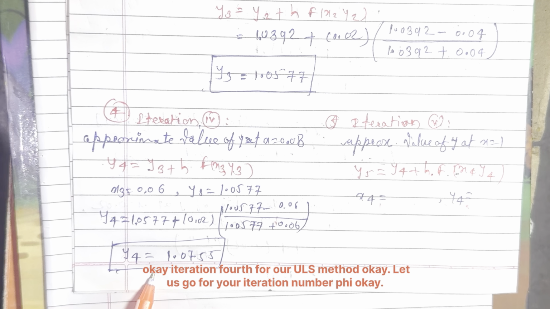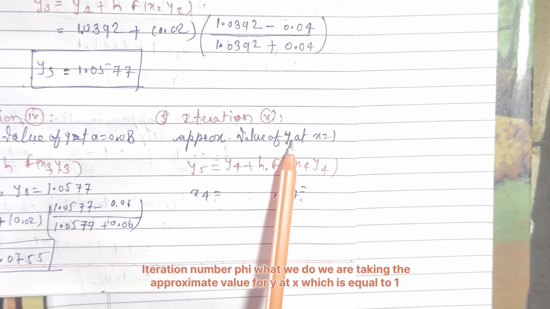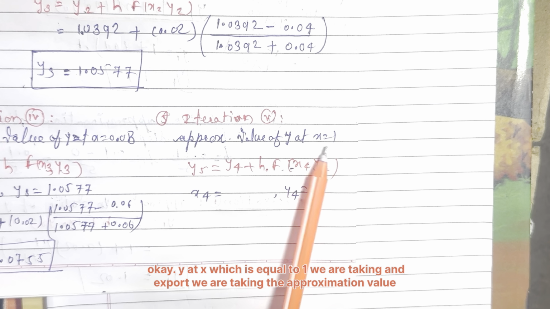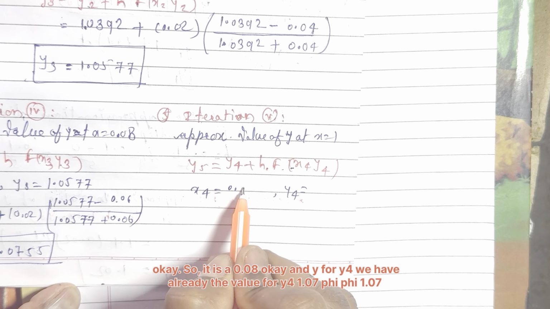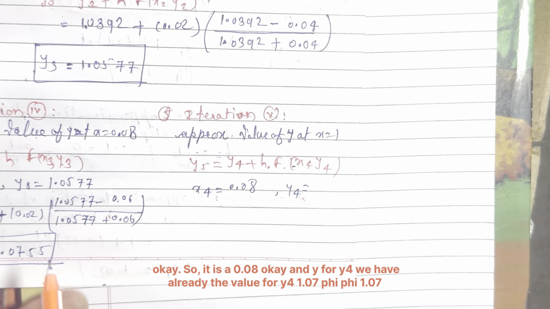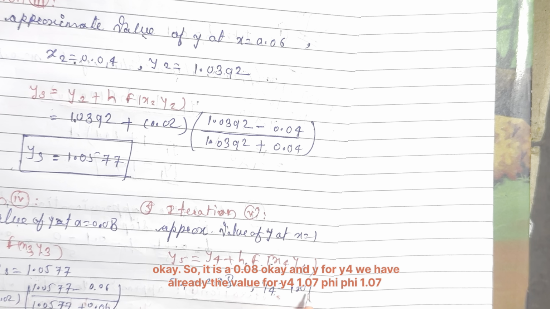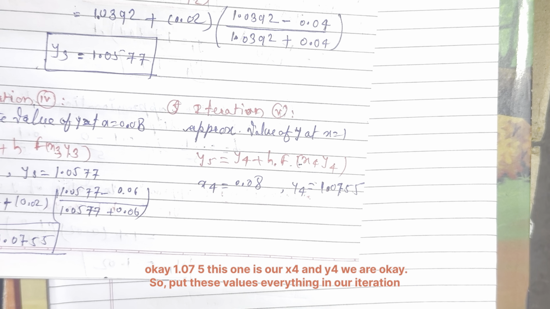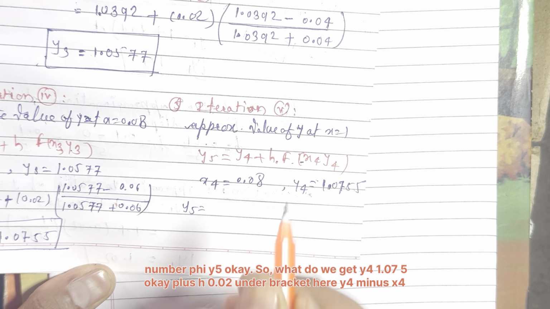Let's go for iteration number 5. What we do, we are taking the approximate value for y at x which is equal to 1, and for x4 we are taking the approximation value 0.08. And y4 we have already, the value for y4 is 1.0755. This one is the value for x4 and y4 we have. So put these values in our iteration number 5, y5. So what do we get?